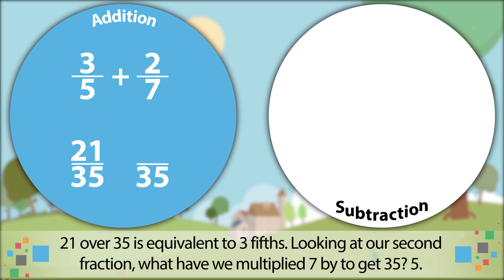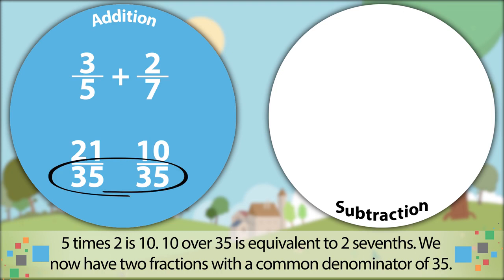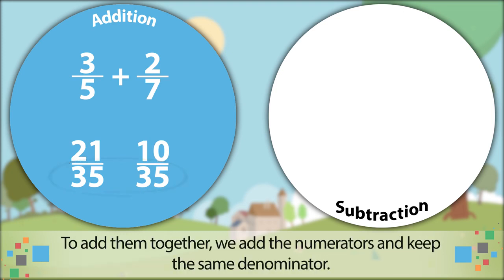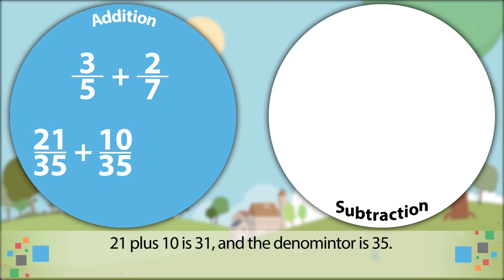Looking at our second fraction, what have we multiplied 7 by to get 35? 5. 5 times 2 is 10. 10 over 35 is equivalent to 2/7. We now have two fractions with a common denominator of 35. To add them together, we add the numerators and keep the same denominator. 21 plus 10 is 31, and the denominator is 35.